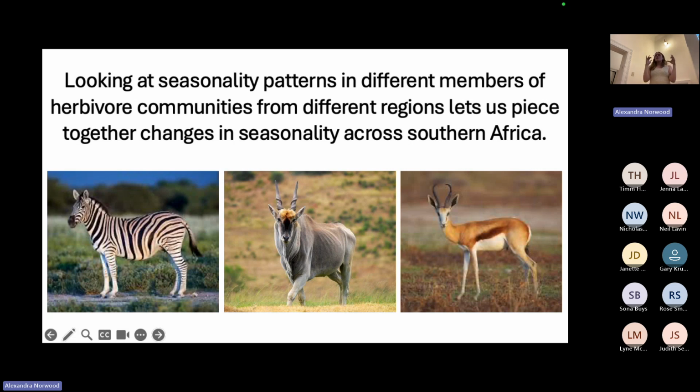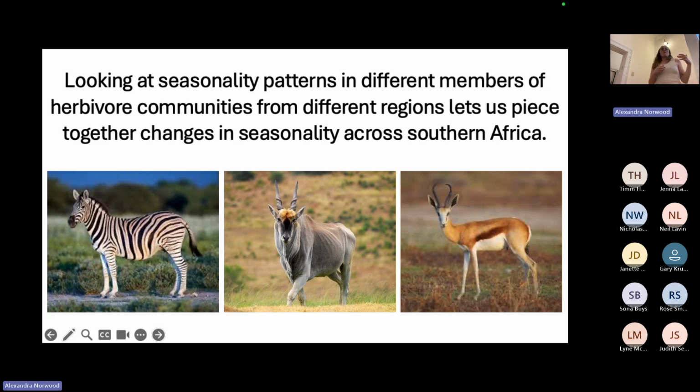And actually pick up changes in seasonality. So we're looking at these three species now, zebra, eland, and springbok. And this is because they all kind of do different things. Zebra are grass eaters, and eland and springbok both sort of change their diet according to what's available. But they do that in very different ways.